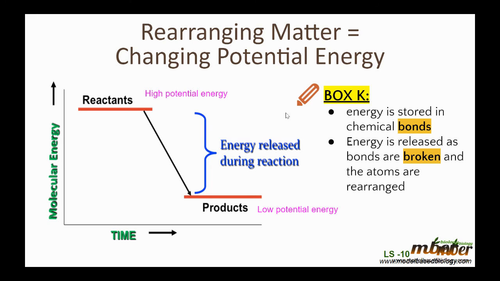Okay, so box K: energy is stored in chemical bonds. Energy is released as bonds are broken and atoms are rearranged. So once the bonds are broken and the atoms are rearranged, it goes from high potential energy to low potential energy.